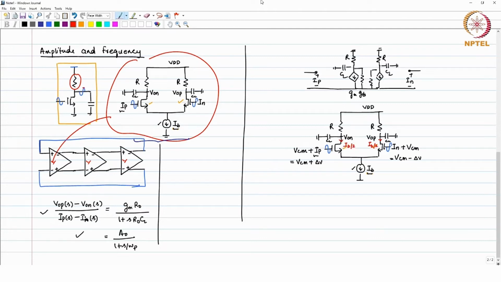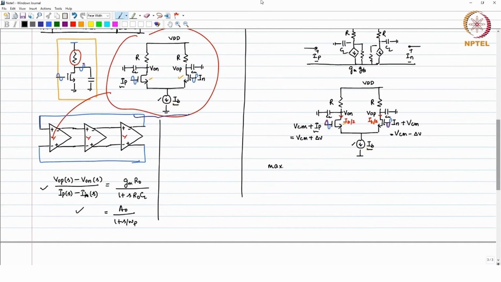And then when you have a positive swing here, the current in the left branch is more than the current in the right branch, and at one particular time, when the swing is maximum here and minimum here, all the current will get shifted to the left branch. So, when the current in the left branch is maximum, you will have the value at VON as minimum and VOP as maximum.